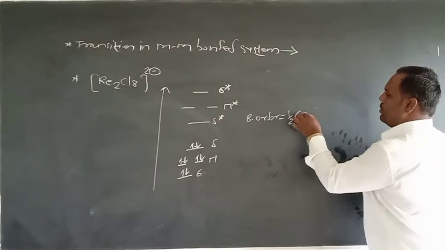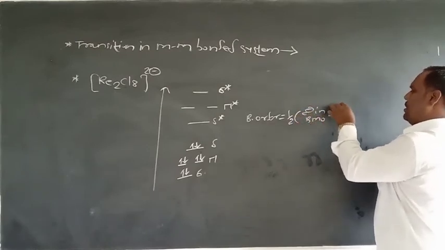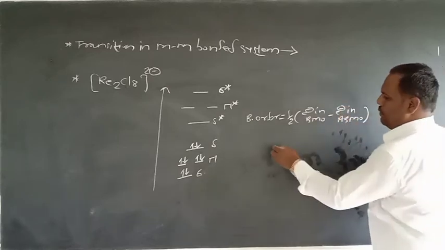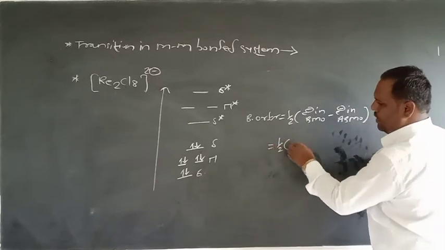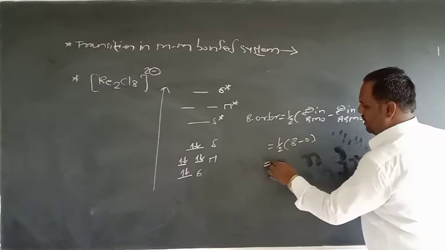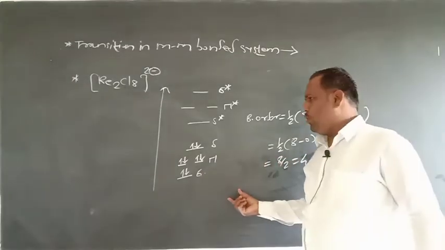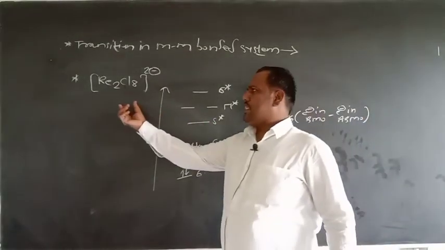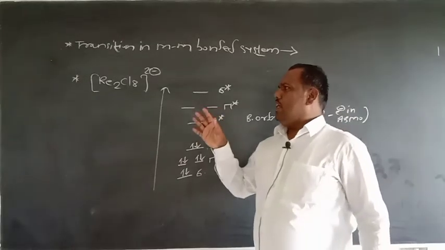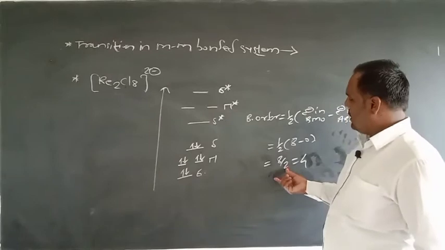So electrons in BMO minus electrons in ABMO, antibonding molecular orbital, and therefore 1/2. So total electrons is 8 minus 0. So here we get 8 by 2. So the bond order is equal to 4. So in this complex, that is Re2Cl8 2- ion, this complex contains 4 metal-metal bonds, that is the bond order is equal to 4.